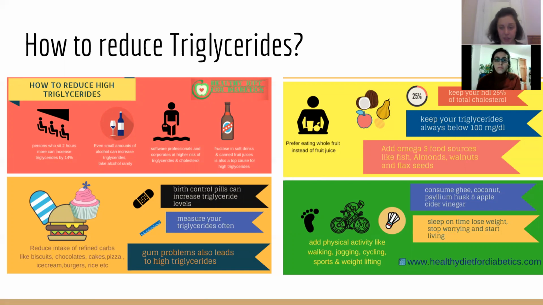And then there is also some interesting information here, which should be taken into consideration, that, for example, birth control can increase the level of triglycerides, meaning that you should control the level of triglycerides from time to time, and also gum problems can cause this increase of the level of triglycerides. I don't have to mention that physical activity and enough sleep are like the basics for our well-being.